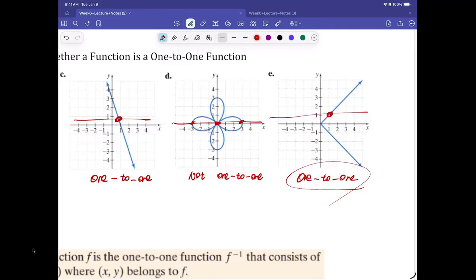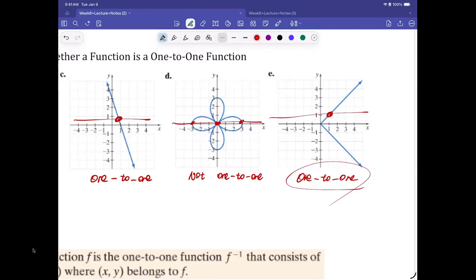So you can look at the ordered pairs and decide whether it is a 1-to-1 function or not. And also when you look at the graph, through the horizontal line test, you can decide if it is 1-to-1 or not.